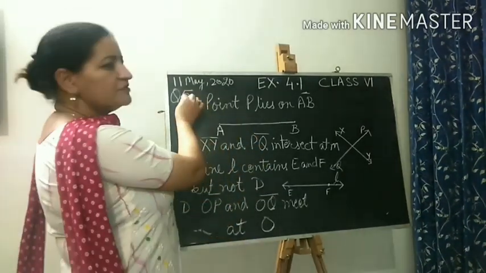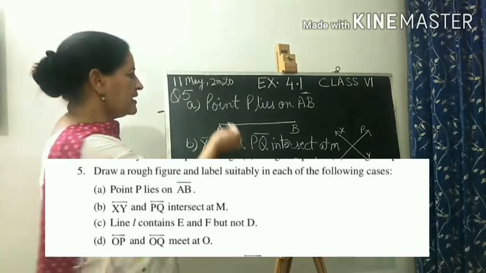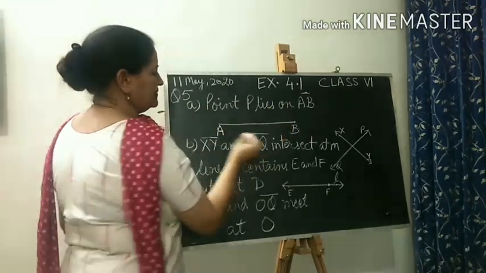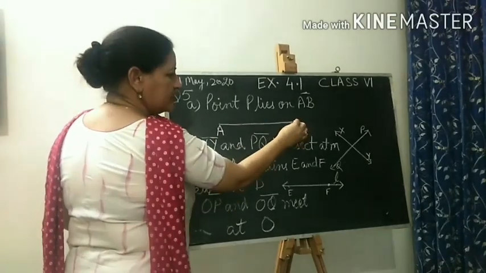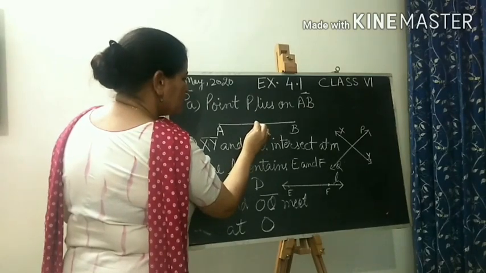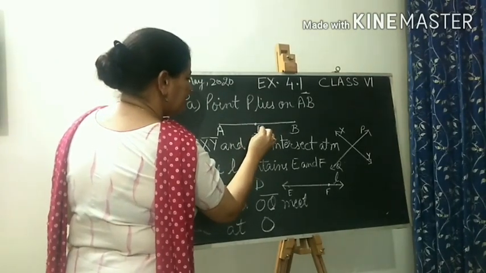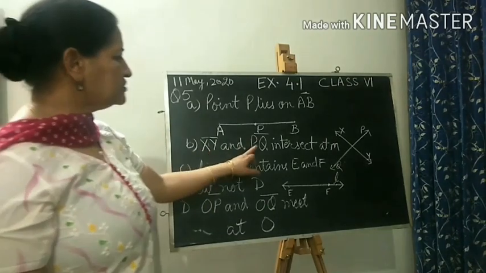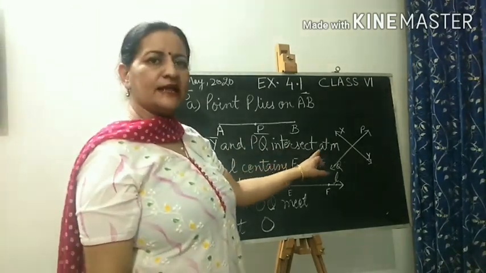In question number 5, we have to draw a figure as given. A part is point P lies on AB. So we have drawn AB, this is a line, and point P lies on it. You make anywhere a point and mark it as P. This is your answer.